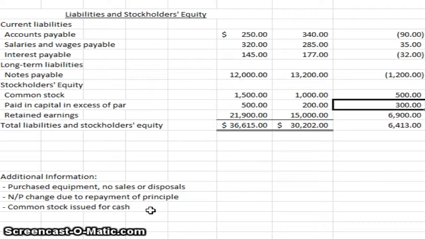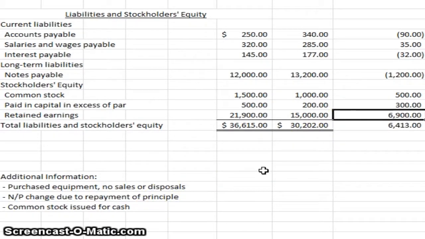That's not happening here, but it would be referenced at the bottom if something like that had happened. So we know why some things changed, but they weren't reflected in the cash flow statement. And then we also have the retained earnings balance that we need to look at. What kind of items go through retained earnings?